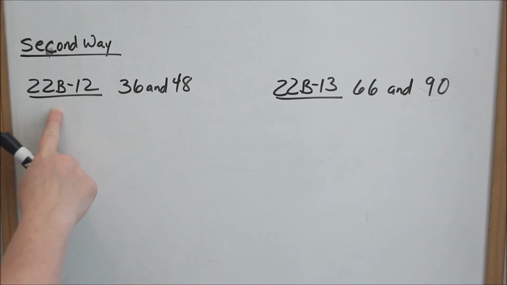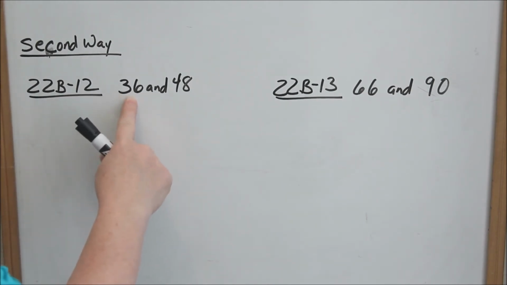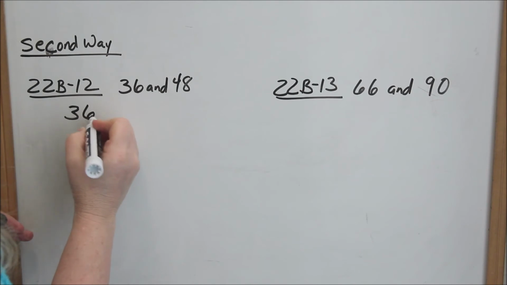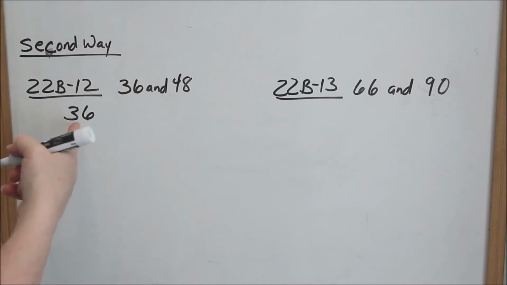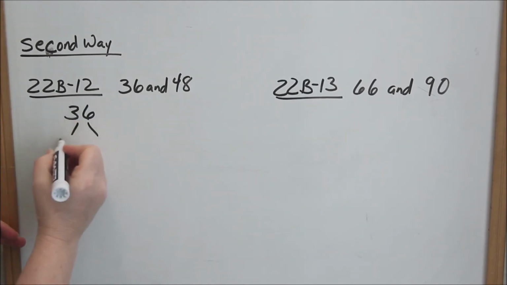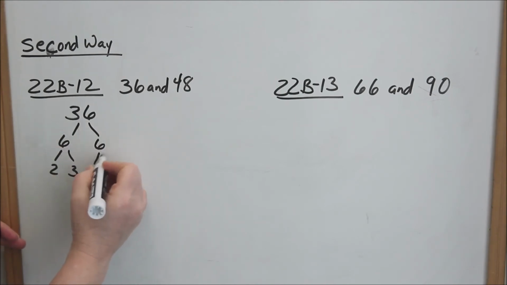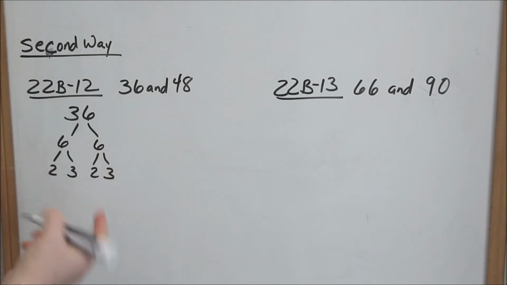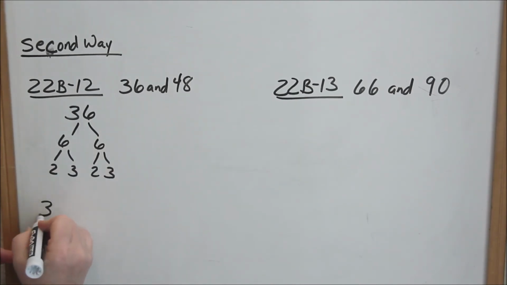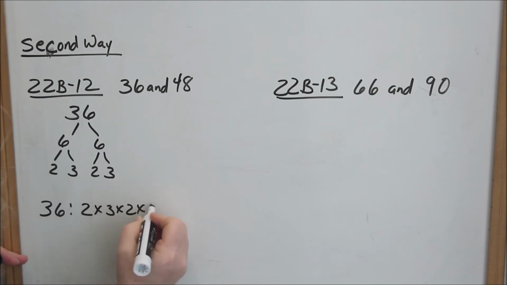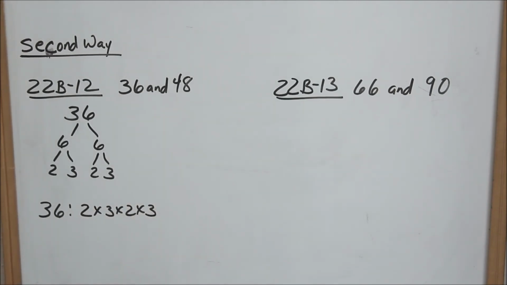So looking at 22b12, we're going to find the greatest common factor for 36 and 48, and we're going to start off by making a factor tree like we did with least common multiple, because we're going to find the prime factors. So 36, we can break it down into 6, 6. 6 can be broken down into 2 and 3, 2 and 3. So those are the prime factors. So I'm going to write down here 36. The prime factors for 36 are 2 times 3 times 2 times 3. I'm just listing the prime factors.